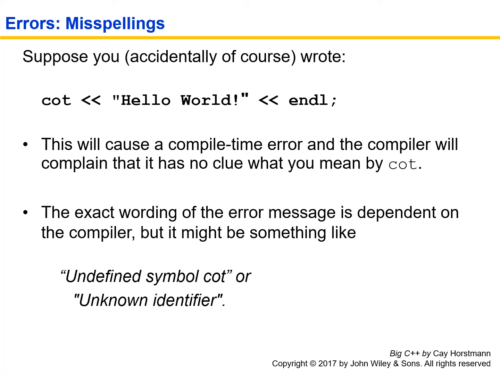Or suppose you wrote cot instead of cout. This will cause another compile time error. Undefined symbol cot or unknown identifier, telling you that it doesn't know what cot means. Okay, it's not going to guess that you meant cout and say you misspelled cout. It's just going to tell you that it doesn't know what that means.